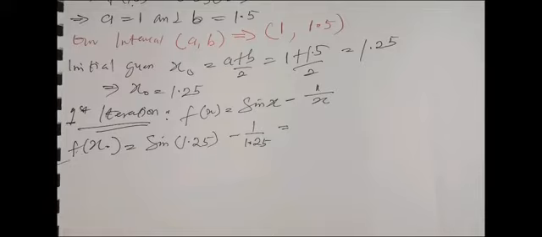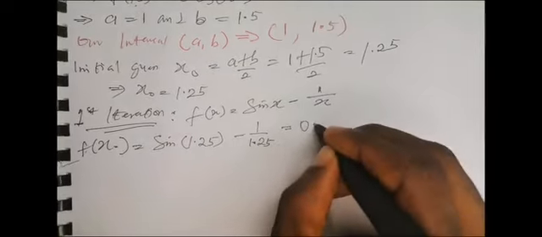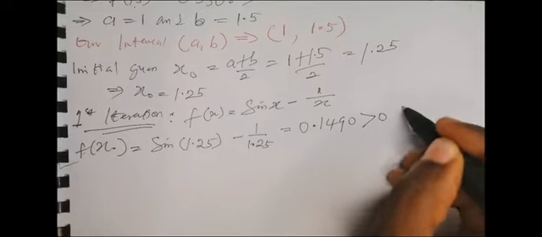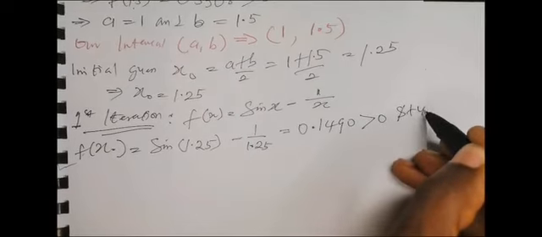So we have sin 1.25 minus 1 divided by 1.25. That is approximately 0.1490, and this value is greater than 0 and it is a positive value.